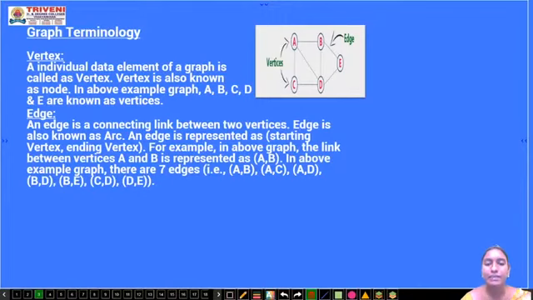These are the edges, AD and so on, and these are the 7 edges of the corresponding 5 node points. We built 7 edges by combining the 5 points. The combination of a starting point and an ending point is what we call an edge. For example, the link between vertices A and B is represented as A comma B. In our example graph, there are 7 edges: A comma B, A comma C, A comma D, B comma D, B comma E, C comma D and D comma E.